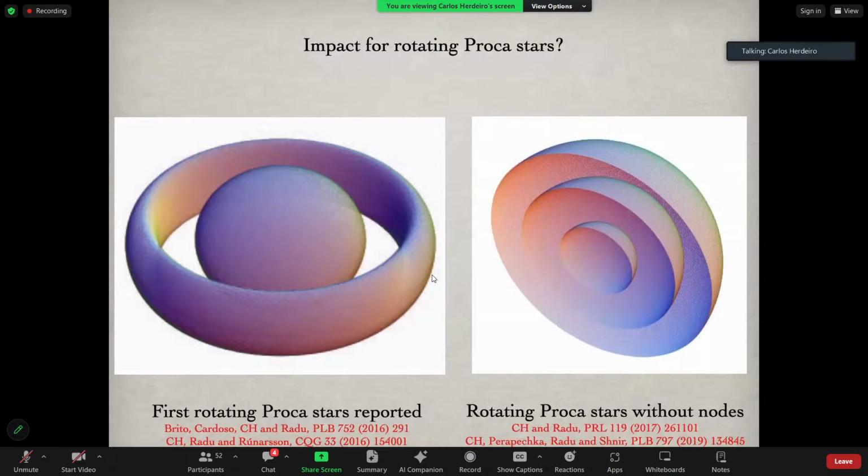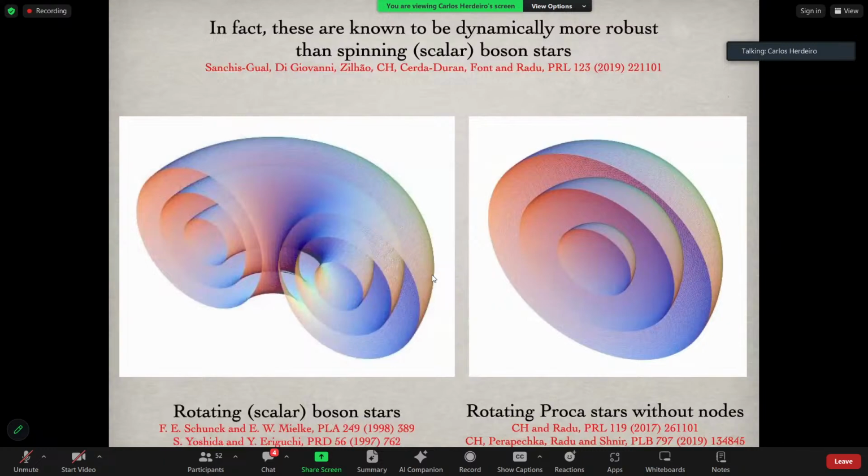These rotating Proca stars without radial nodes are still believed to be the ground state of the rotating family of solutions. And in fact, they are known to be dynamically more robust than the spinning scalar stars, which are toroidal instead of spheroidal. In fact, when the scalar boson stars were first found in the 1990s, they were called a mass torus in general relativity. But not much was known about stability all along the space of solutions, even before the maximum ADM mass.